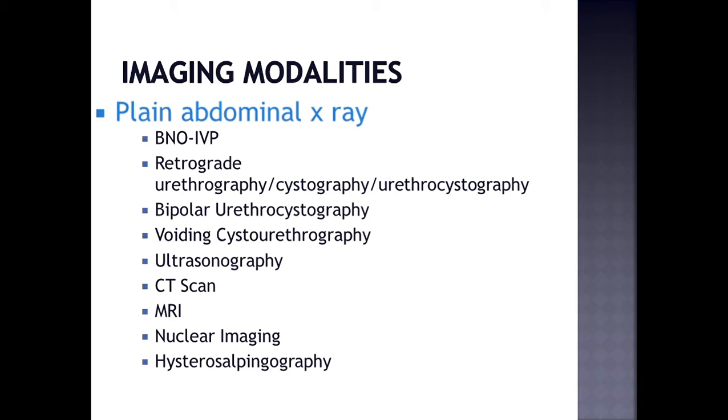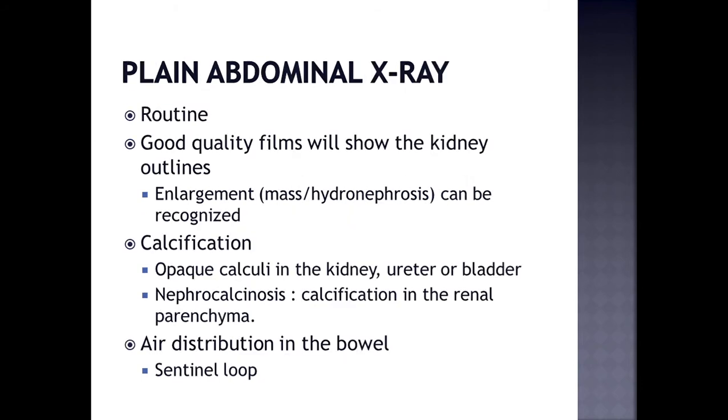Firstly, the plain abdominal X-ray. It is a routine investigation for the evaluation of the KUB. Good quality films will show the kidney outlines, where we can evaluate for enlargement caused by a mass or hydronephrosis. Then we can look for calcifications. Opaque calculi in the kidney, ureter, or bladder can be identified on plain X-ray. Also, we can see nephrocalcinosis, which is calcification in the renal parenchyma. And on X-ray, we can also look at air distribution in the bowel to identify sentinel loops.